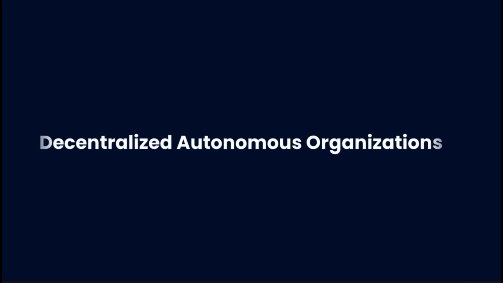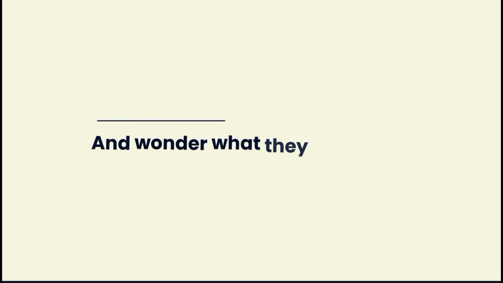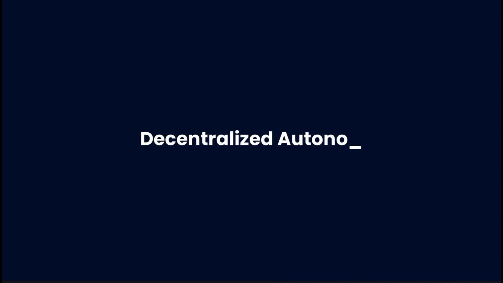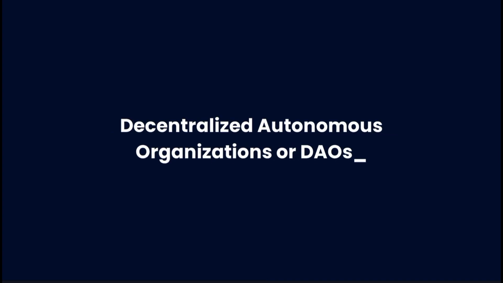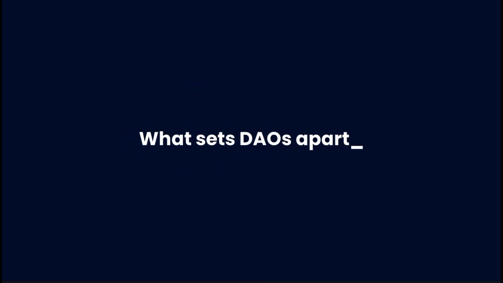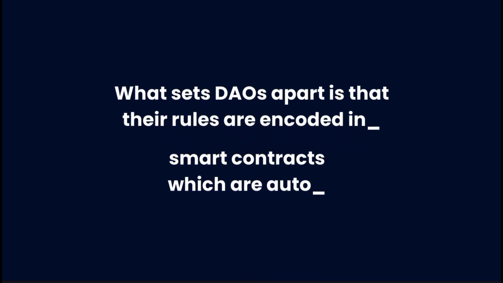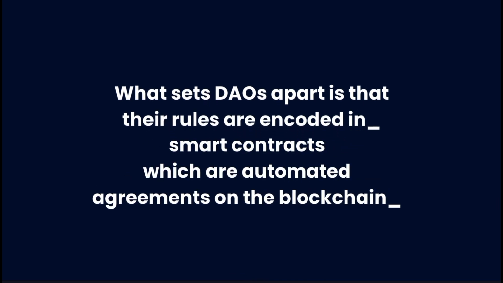Have you ever heard about decentralized autonomous organizations and wondered what they were about? Decentralized autonomous organizations, or DAOs, are a group of people who come together to achieve common goals. What sets DAOs apart is that their rules are encoded in smart contracts, which are automated agreements on the blockchain.